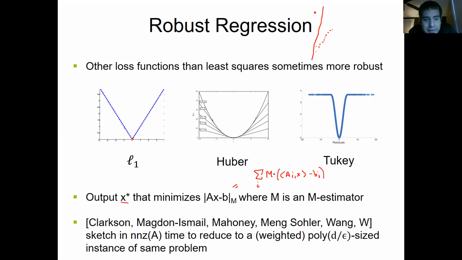There's a bunch of work on sketching to do this. Again, there's a sketch which in input sparsity time can reduce a large problem to a polynomial in d over epsilon sized instance of the same problem. It's actually a weighted version of the original problem. But typically algorithms for the original problem can handle non-negative weights, which is what this sketching produces.